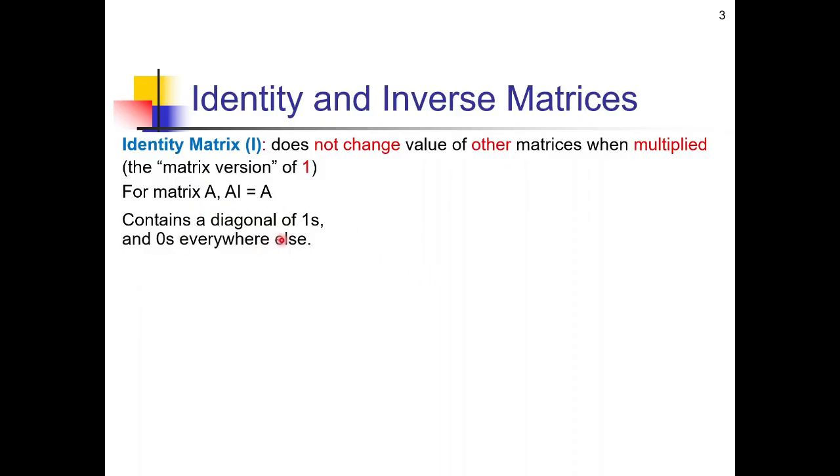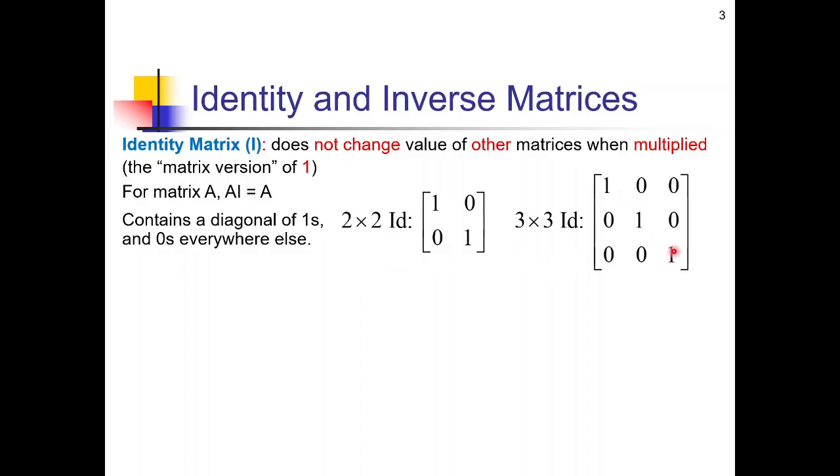And there's an identity matrix for every square size of matrix. So for example, here's the 2 by 2 identity matrix. We've got this diagonal of 1s and 0s in the other two spots. And there's a 3 by 3 identity matrix. We've got 1s going this way and 0s everywhere else. And there's a 4 by 4 and 5 by 5 following this same kind of pattern.